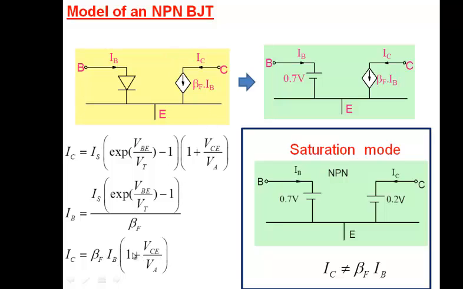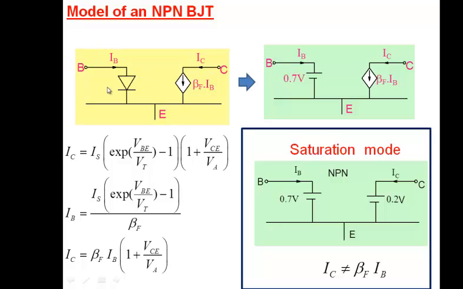Now, if you look at this equation and you look at this model, what this model is doing is neglecting this particular part here, 1 plus VC by VA. It's simply writing IC is beta F times IB. So if you want to be more accurate, this term has to be there. This particular model is neglecting it. So that's the model in forward active mode.